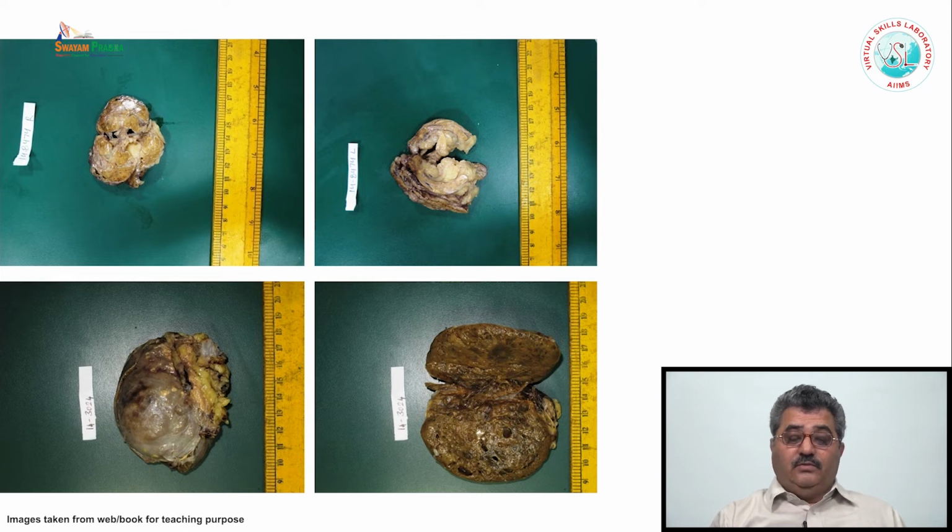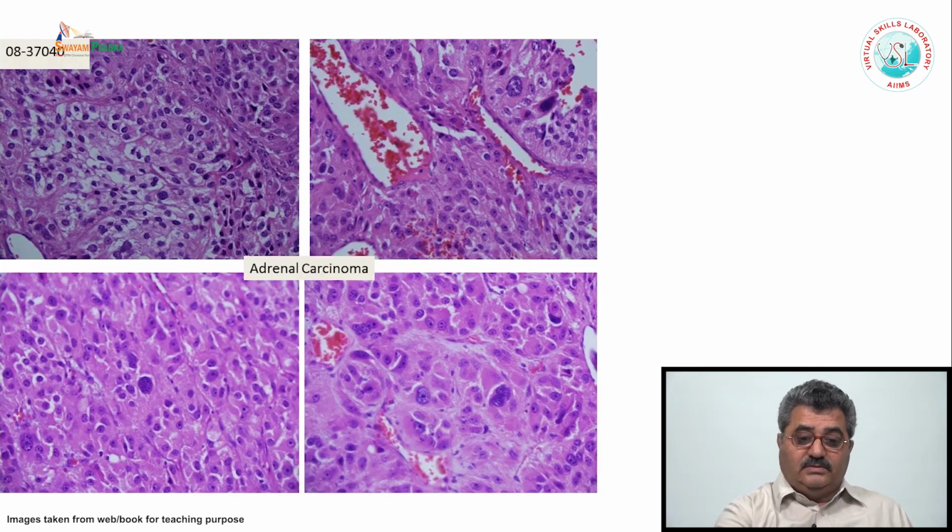Grossly, the tumor is very hemorrhagic in the case of carcinoma, but adenomas are yellowish and well circumscribed. In carcinoma, microscopically, there is a lot of pleomorphism. The cells may become monomorphic. There is an increase in mitosis. There may be vascular invasion outside the tumor. There may be capsular invasion and fat invasion.